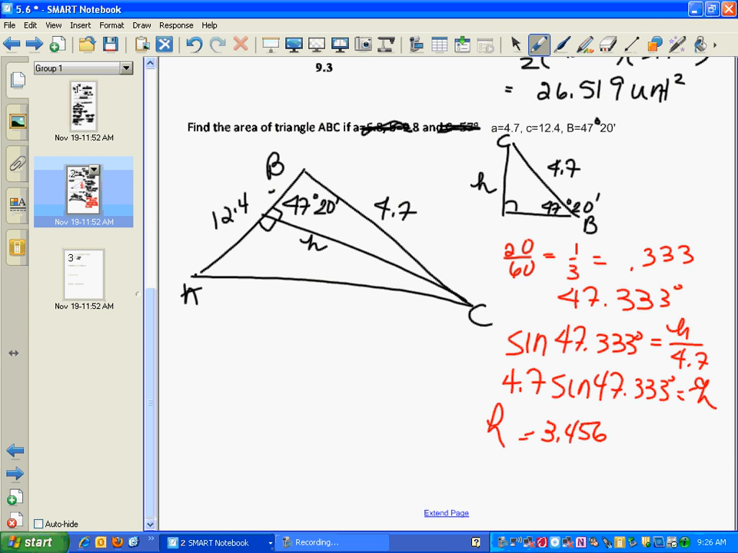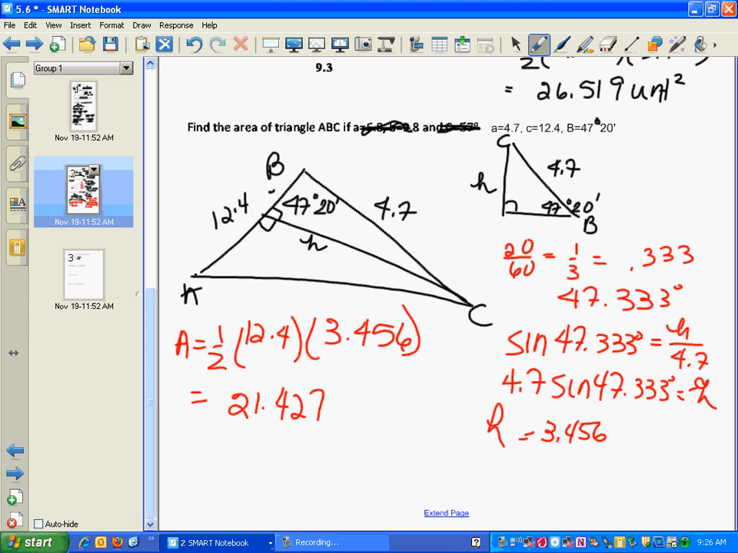So tangent is opposite over adjacent. Okay. So area is equal to 1/2. What's my base the way I drew this height? 12.4, and my height is 3.456. And so my area then is, I get 21.427 units squared. Is that right?